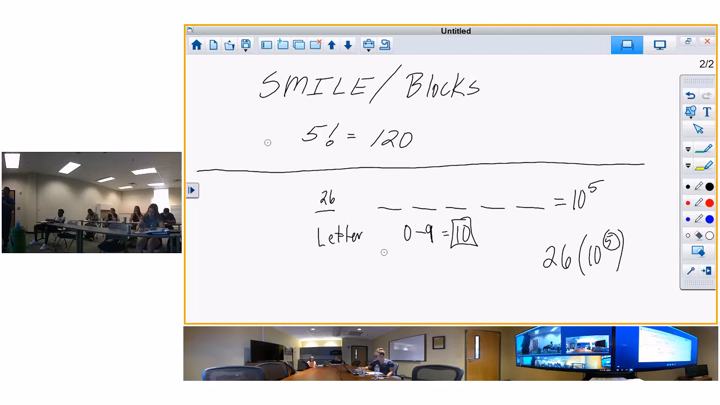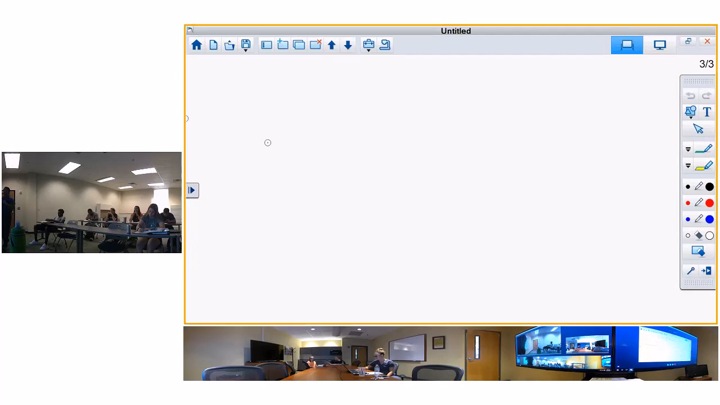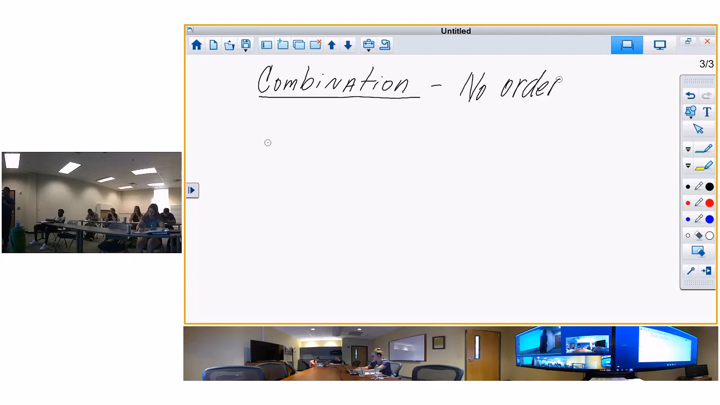All right. Second type of problem is the combination. Now, combination, I'm not talking about a combination lock. Combination means no order. And where you're going to see this question is the infamous lottery question. And if you ever take a standardized test, you will see the lottery question.